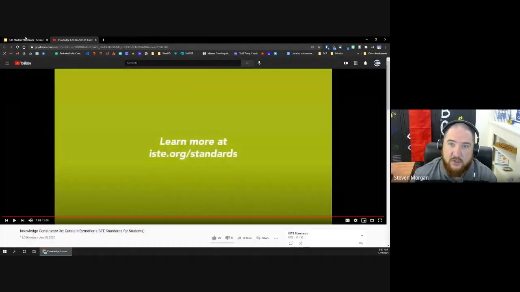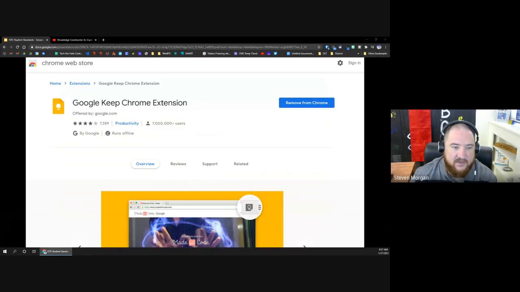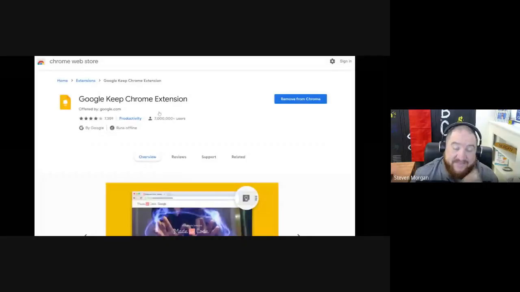And to get that tool, let me share the correct screen again. To get that tool, it's incredibly simple. There's a button right here that says remove from Chrome. If you don't have it, it's going to say add to Chrome, and you click that button and it's done for you. Same thing with the kids. You can share this URL with them. They can click add to Google Chrome, and the extension will be there for them as well. So this is a great tool for them to use.